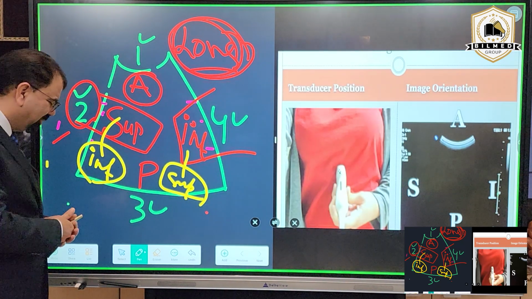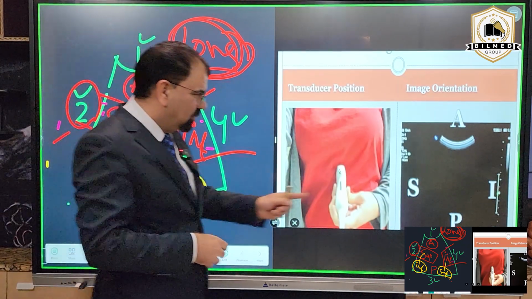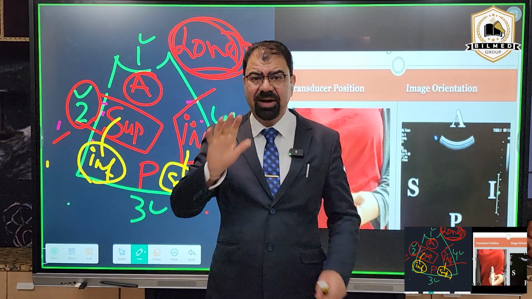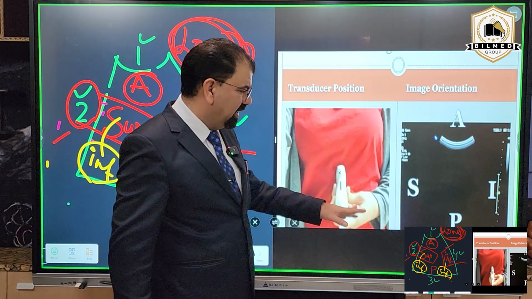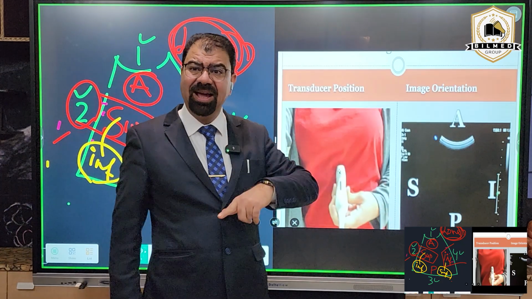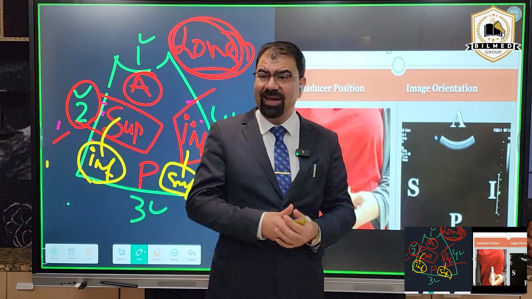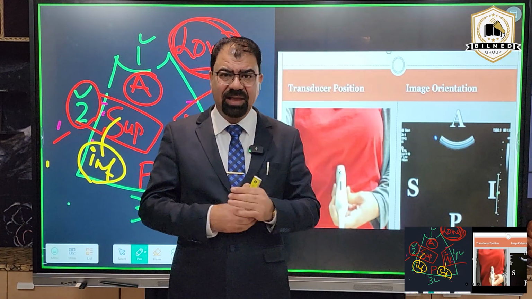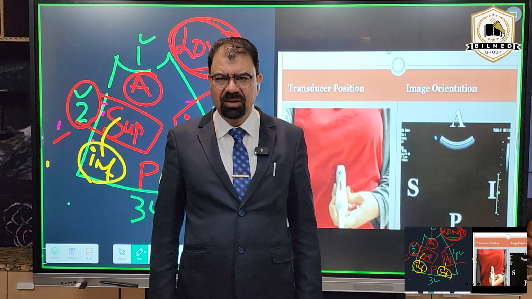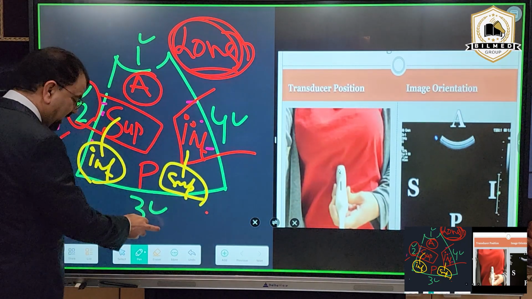The basic important point is that, see how important these points are. Your superior is not actually superior but inferior if you have rotated it anti-clockwise. And very important, in a transverse section, your right ovary will be here and the left ovary will be here. And if your probe marker is on the left side, then your left ovary will be on the right side. So the basic important point is that you know your screen orientation.